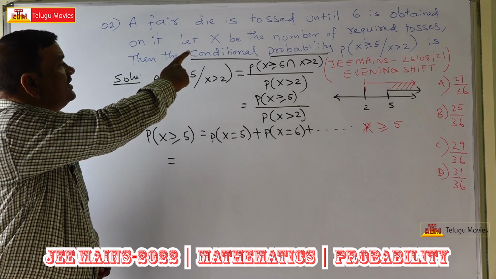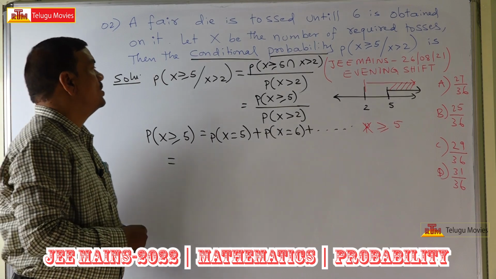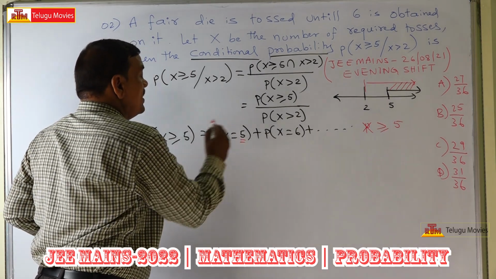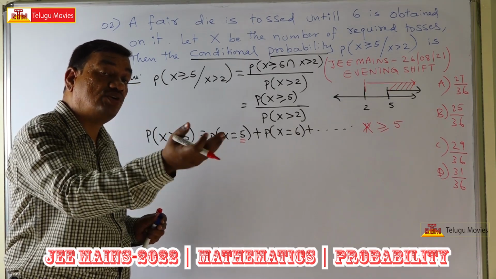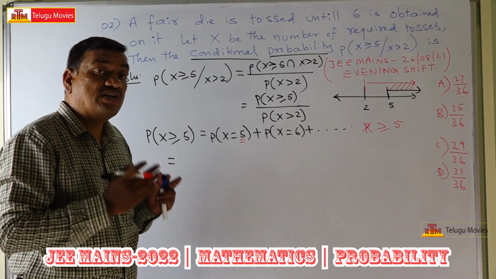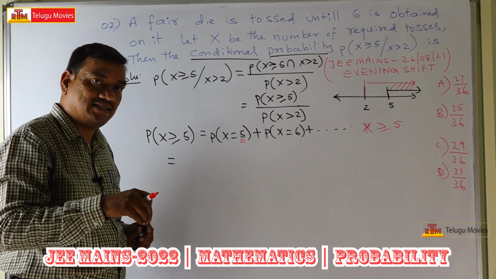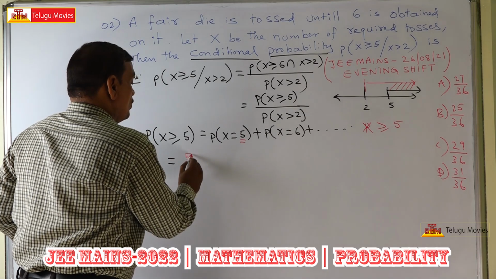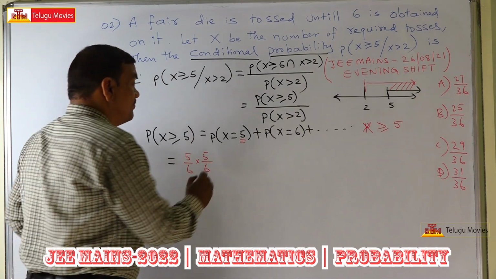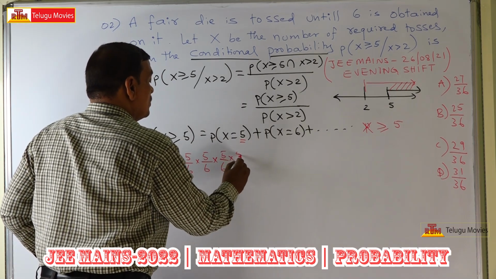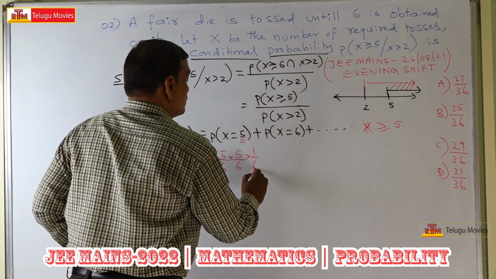That fair die is tossed until 6 is obtained. Let x be the number of tosses. So here, how many tosses are there? You tossed 5 times. That means the first 4 times you failed and the 5th time you got success. What is the probability of failing here? That is not getting 6, which is 5 by 6. So this is equal to 5 by 6 into, second time failed, third time also failed, fourth time also failed, and the 5th time you are successful.